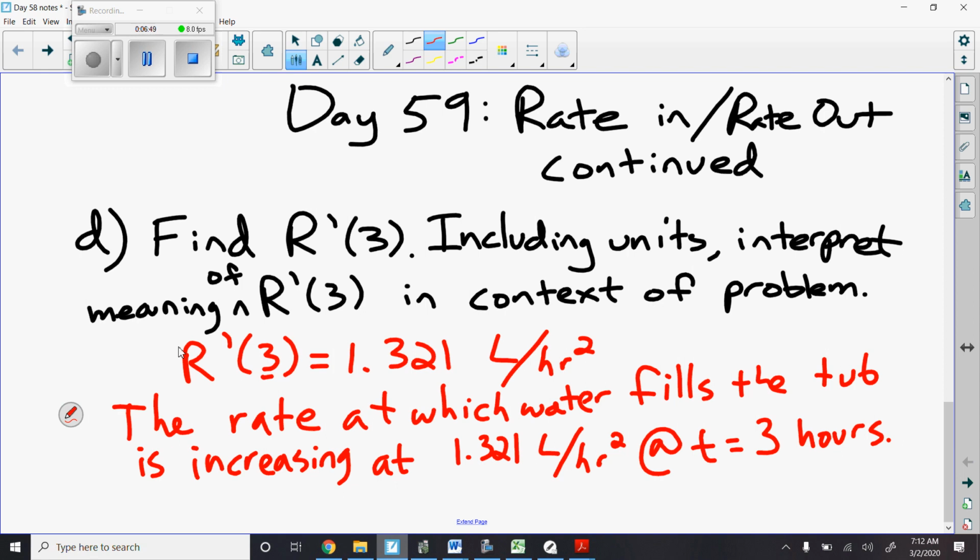Okay, let's talk about question E, another possible question they could ask.